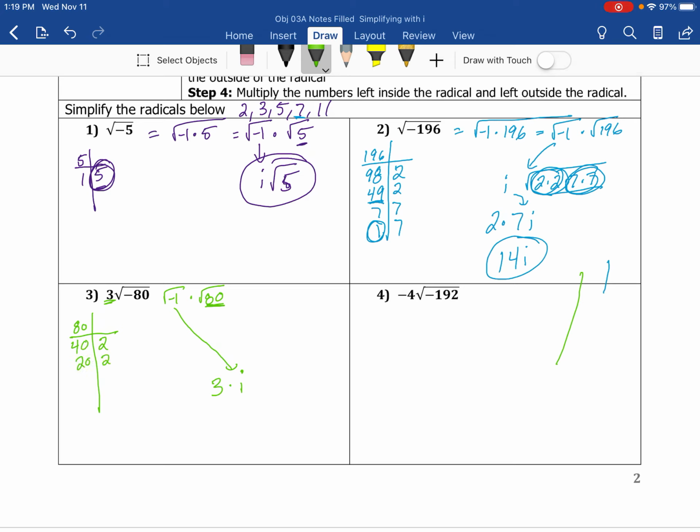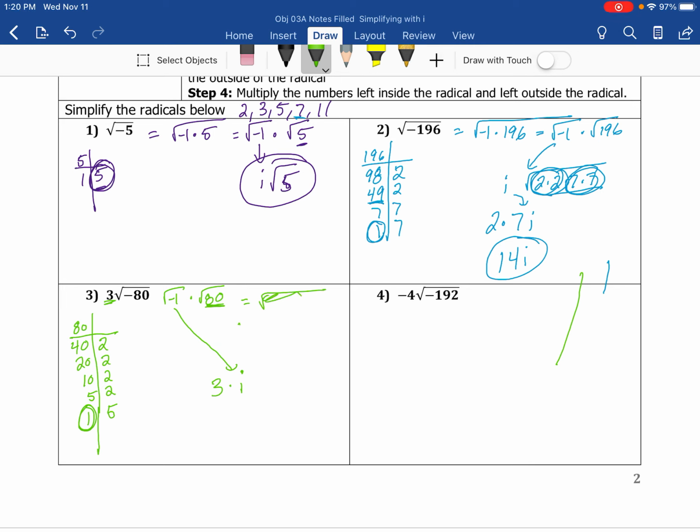Well, does 2 go into 40? 2 goes into 40 20 times. Does 2 go into 20? Well, 2 goes into 20 10 times. 2 goes into 10 5 times. Okay, 2 doesn't go into 5. 3 doesn't go into 5. 5 goes into 5 once. Okay, so I'm left with my 1.